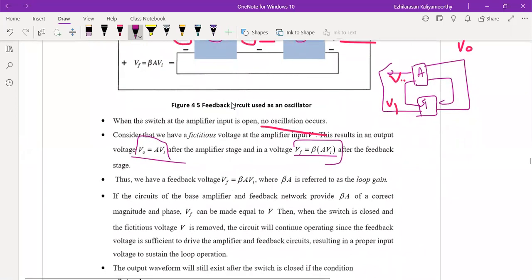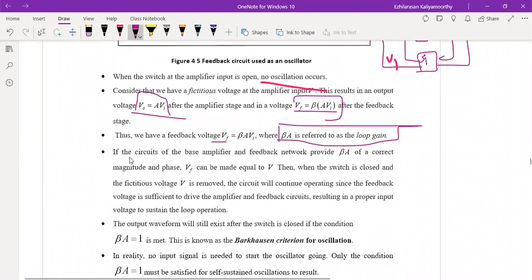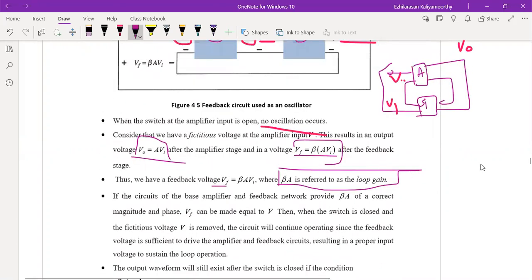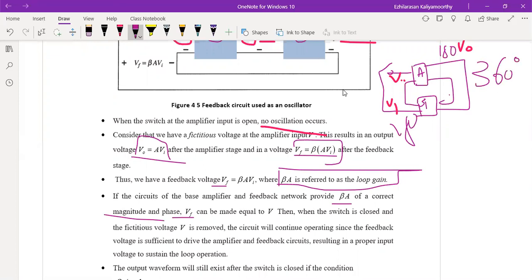So finally, what will happen? The feedback voltage VF is equal to beta A VI, where beta A is nothing but the loop gain. Now, the circuit of the base amplifier and the feedback network provides beta A of a correct magnitude and phase. Because you remember, this will be a 180 phase shift, and this also should be a 180 phase shift. Then together the output will be a 360 phase shift. Then only whatever input I'm giving, the same output I'll get.